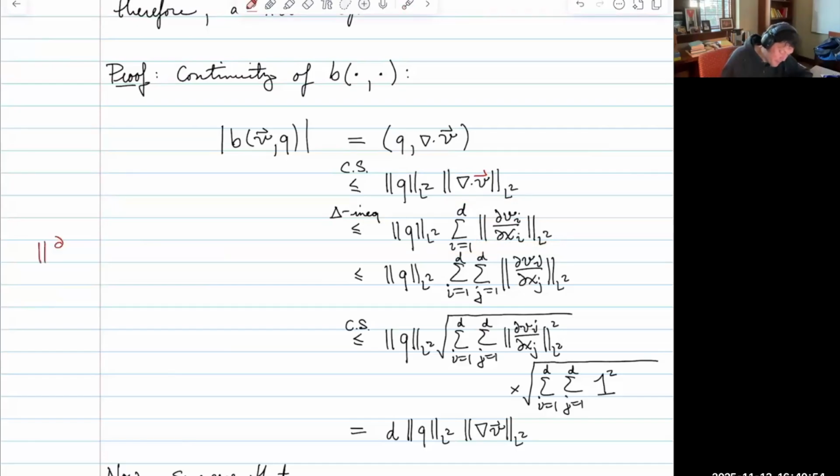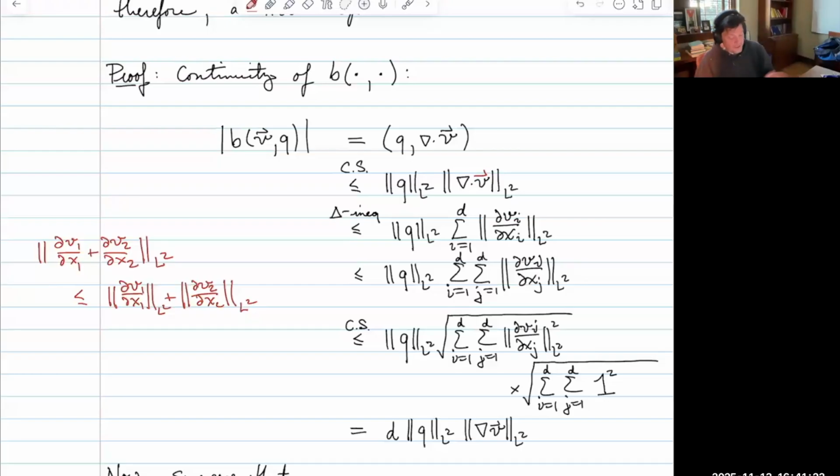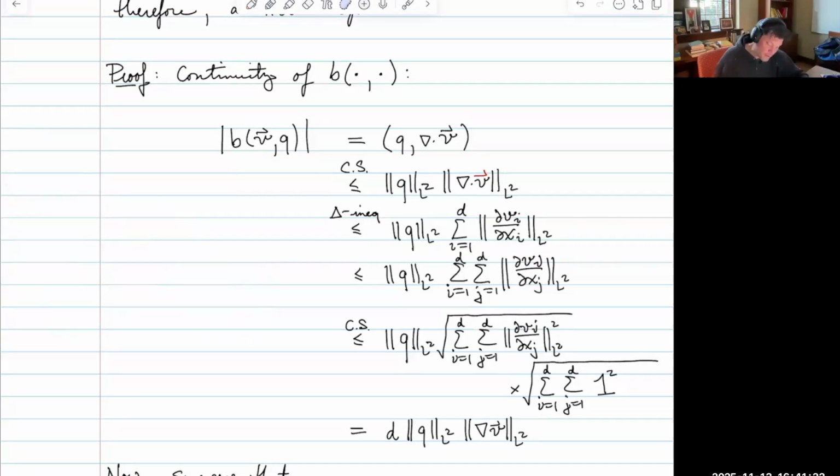Let me do it with two functions. If I had dv1/dx1 plus dv2/dx2, I should say two components, then this is less than or equal to the norm of dv1/dx1 plus the norm of dv2/dx2, right? Very simple triangle inequality. Now, if there are d components, then I've got d terms, and that applies in exactly the same way. So what you end up with here is a sum from i equals 1 to d of these terms.